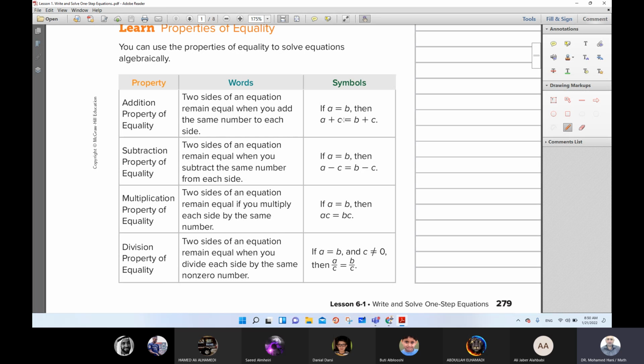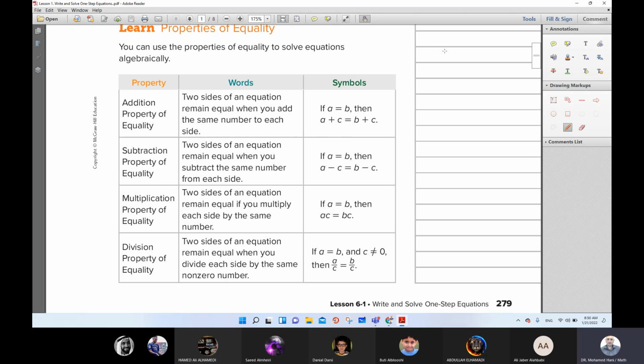For example, suppose we have this equation a equals b. You can add the same number to the two sides. We can add c here and we can add c here. As you see, we have the correct equation if you add the same number to the two sides.